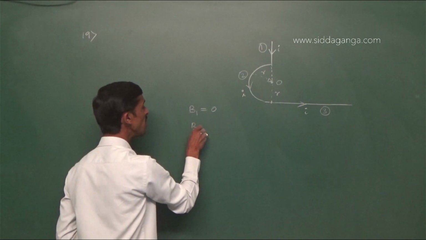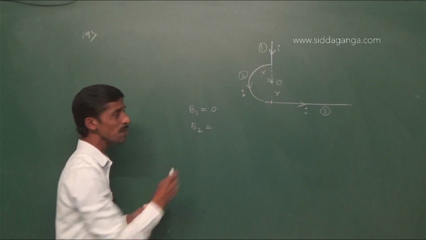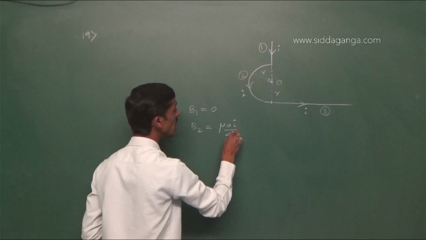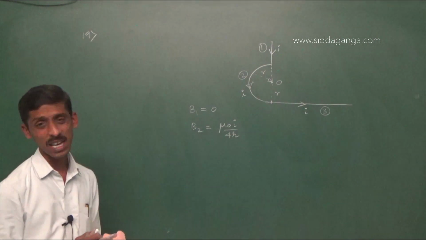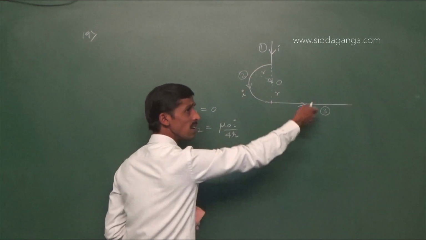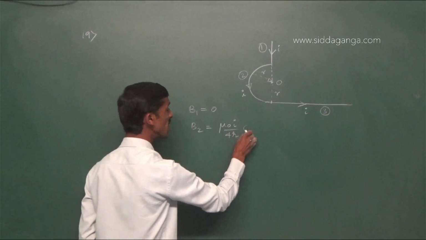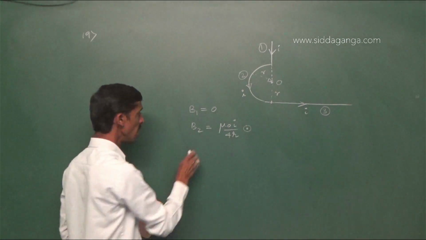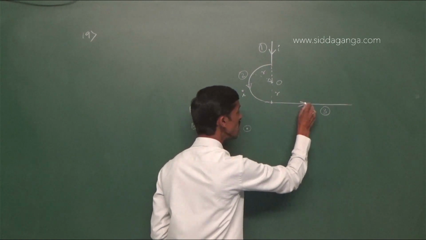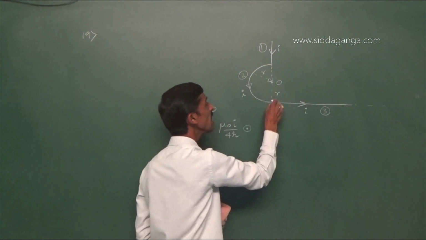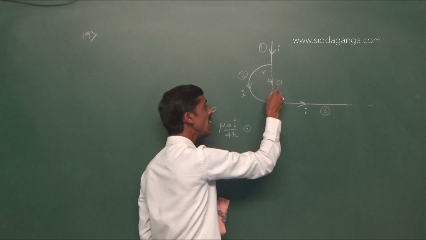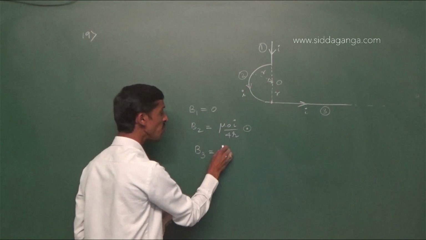Whereas the magnetic field due to the second part, the semicircle: as we have seen, the expression for the magnetic field at the center of a semicircle is mu naught I by 4r. The direction of the current is anti-clockwise, so the magnetic field will be outward. Now the magnetic field due to the third one. If you see the third part, it is an infinitely long wire, but the point comes at one end. So the given point O comes at one end of the wire. That is why it is semi-infinite in length.